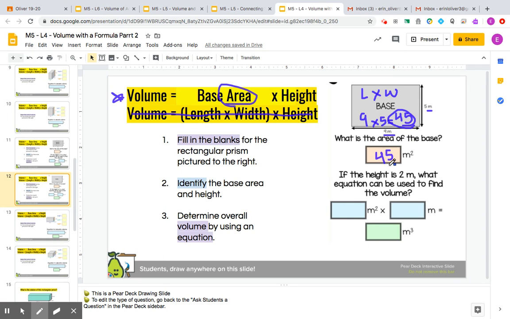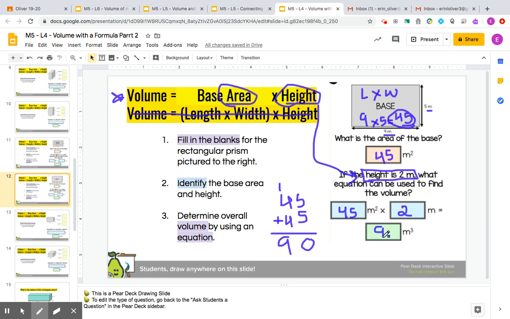But now it's saying, let's find the volume when the height is 2 meters. So if my base area is 45, I need to multiply by that height of 2 meters. When I multiply that together, I can add 45 twice, or multiply. I'm going to add twice because adding is easier for me right now, especially when I'm multiplying by 2. 5 plus 5 is 10. 4 plus 4 is 8 plus 1 is 9. So our volume is 90.